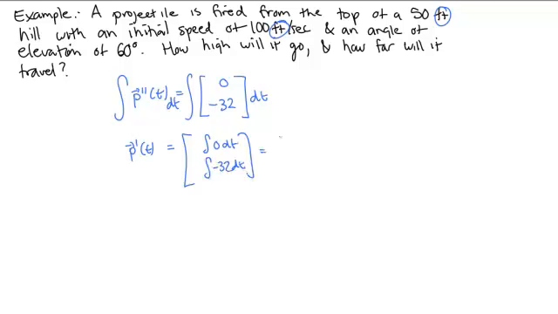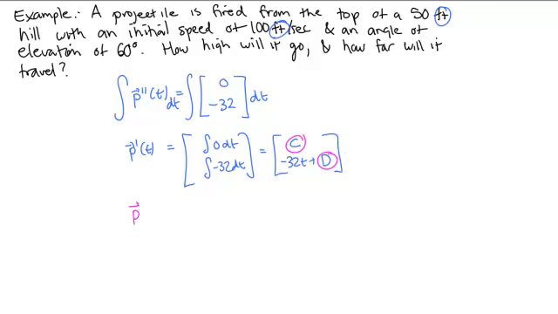If we integrate 0, we're going to get 0 plus a constant. If we integrate negative 32, we'll get negative 32t plus some other constant. Now, I need to work out these two integration constants, and that means I'm going to need to know some initial fact about p prime.